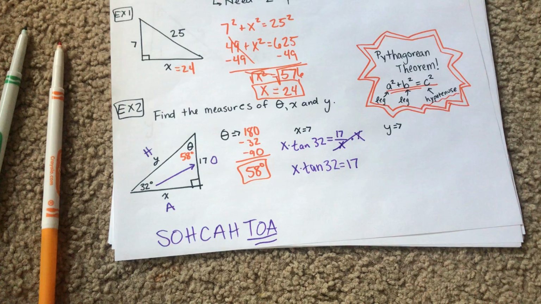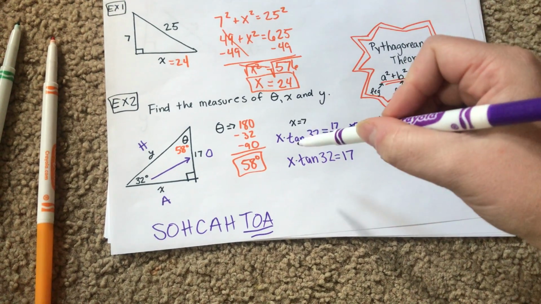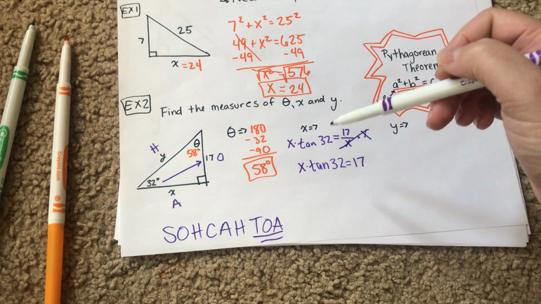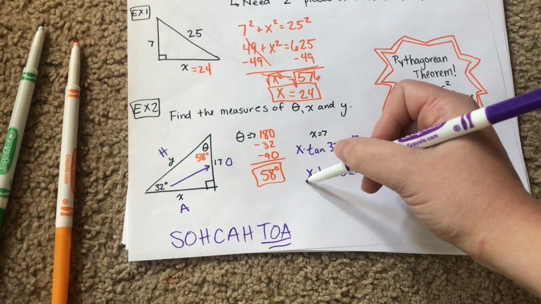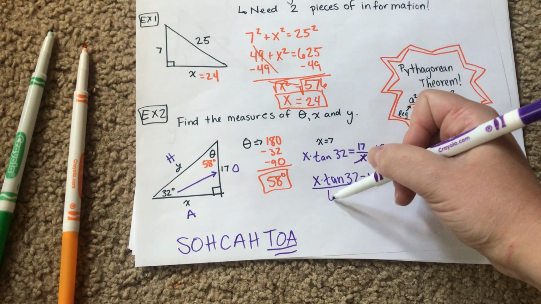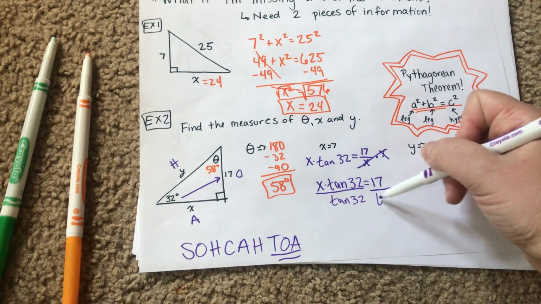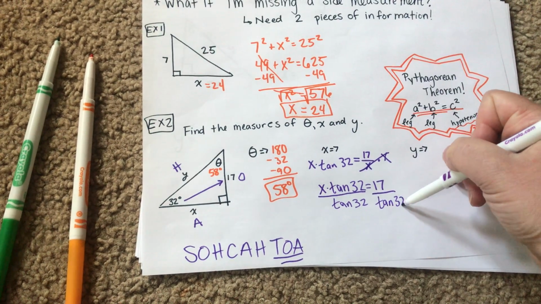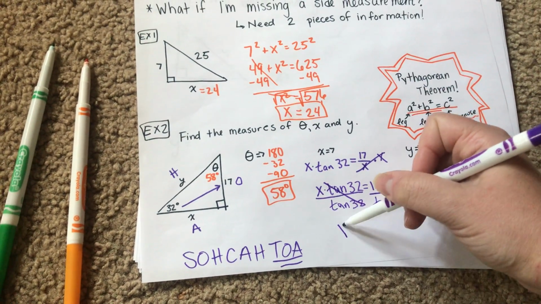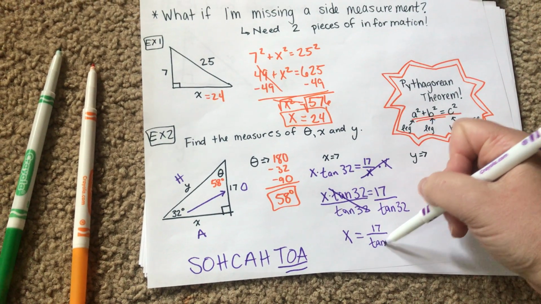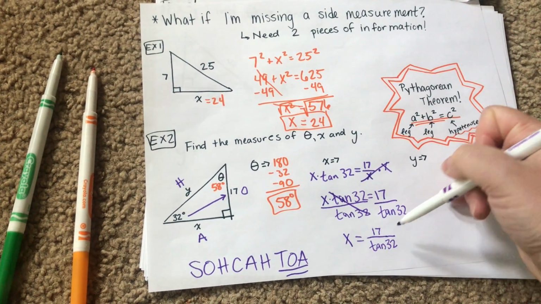Okay, I'm getting there. I need to get x by itself still, and right now this tangent 32 is making it not by itself. So since it's being multiplied, I want to do the inverse operation of multiplication, and I'm going to divide by the tangent of 32. And what I do to one side, I have to do to the other. So those cancel out. I'm left with x is equal to 17 divided by the tangent of 32 degrees.